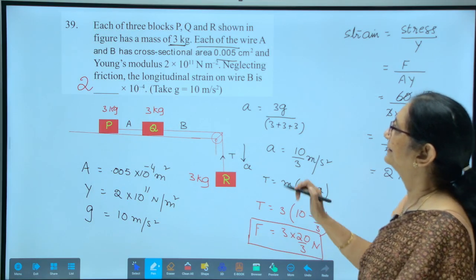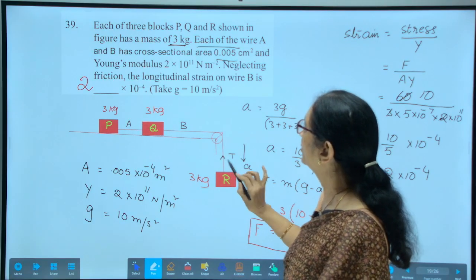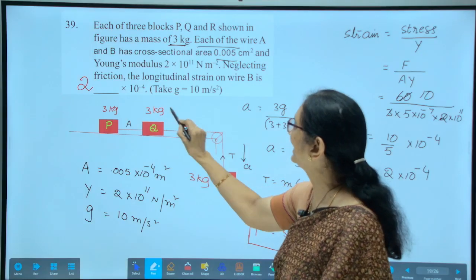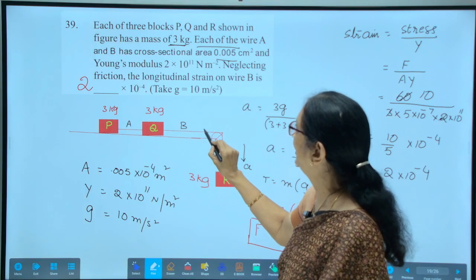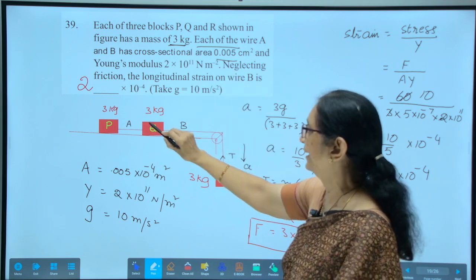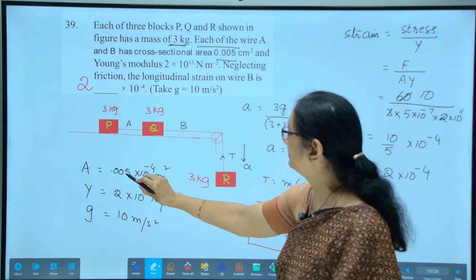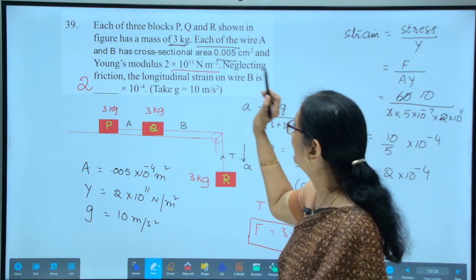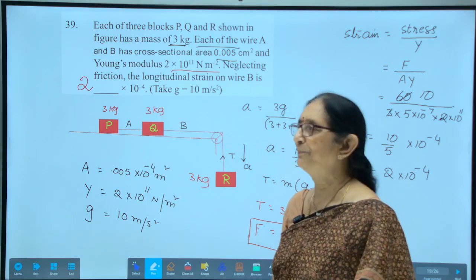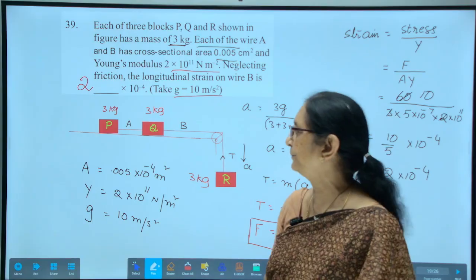Look here. Each of 3 blocks P, Q, R shown in the figure has mass 3 kg each. Each of the wires A and B has the same cross-sectional area, 0.005 into 10 power minus 4 meters square, and Young's modulus 2 into 10 power 11. In the problem, he also gave the value of g as 10 meter per second square.